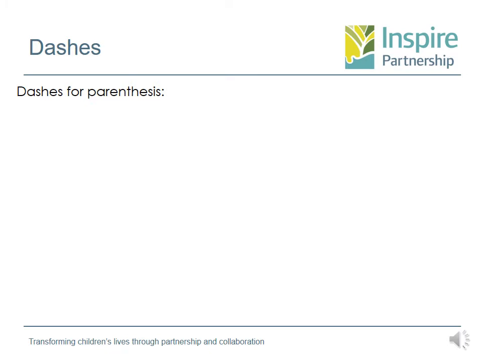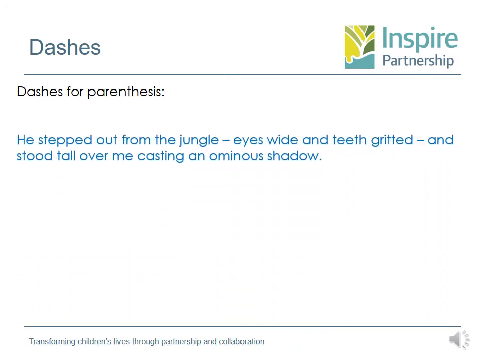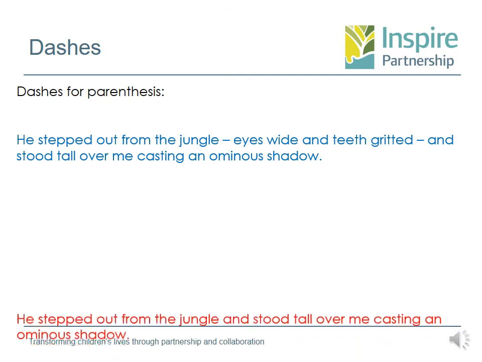Okay, so now we're going to look at using dashes for parenthesis. Let's look at the example sentence that I've put in for you. He stepped out from the jungle, eyes wide and teeth gritted, and stood tall over me, casting an ominous shadow. You see in there that I've used the dashes for eyes wide and teeth gritted. So it's 2 dashes that we use for this, so they just replace the brackets that we looked at previously in the example.